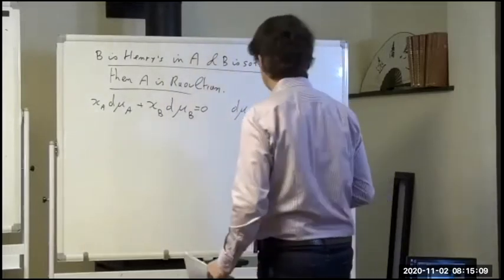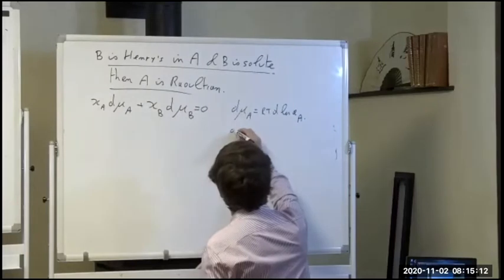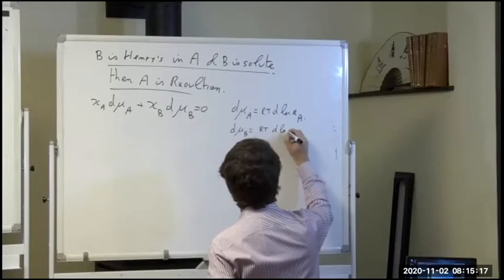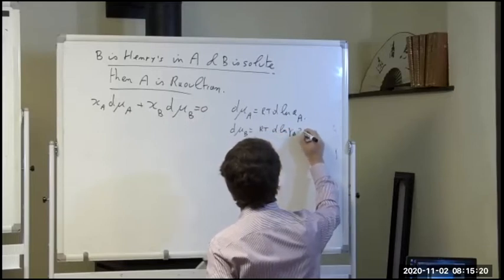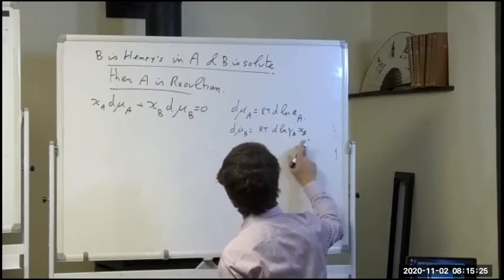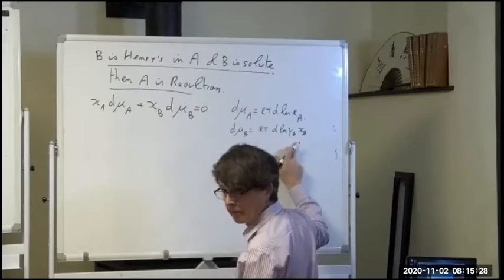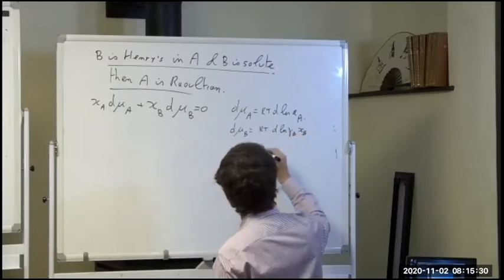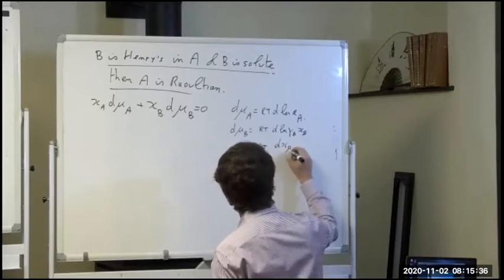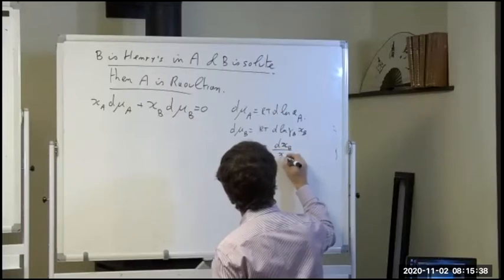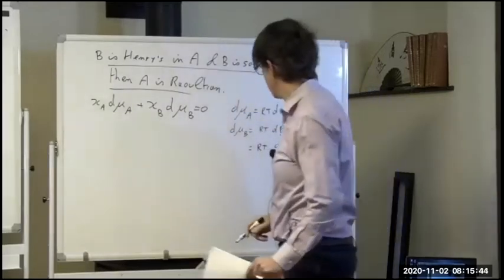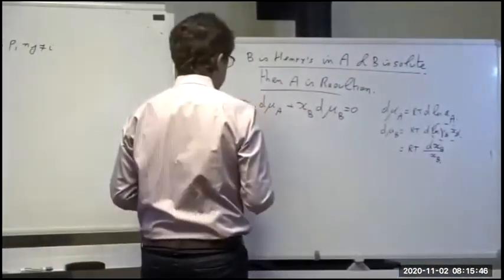And for B, we've made the statement that it's Henry's. So d mu B is RT d log gamma B x_B. But I can split the log into the log of gamma plus the log of x. And there's no variation of gamma, so this will disappear. So this will be RT dx_B over x_B, right? Because the constant in the log does not matter when you take the variation. So I can plug that in here.